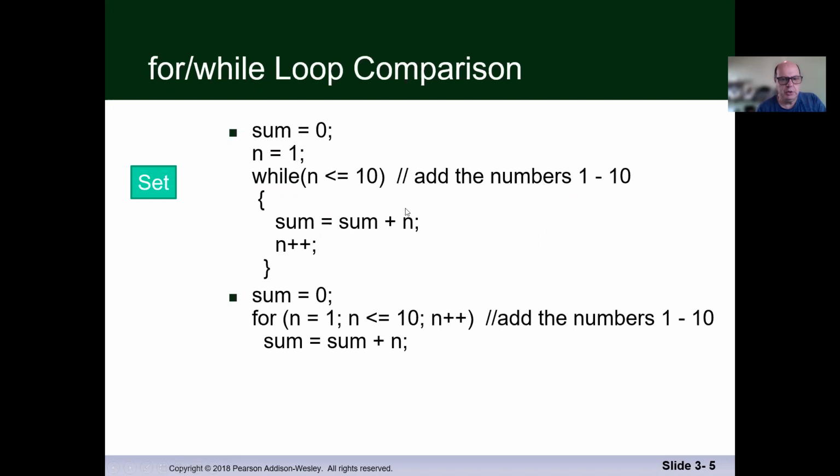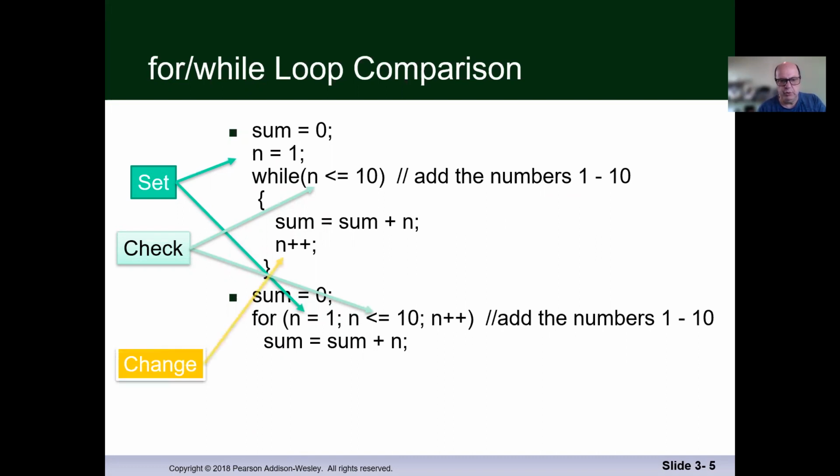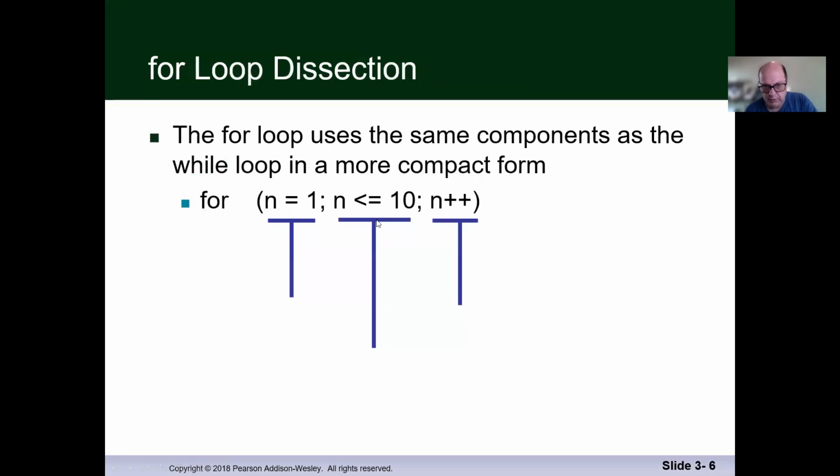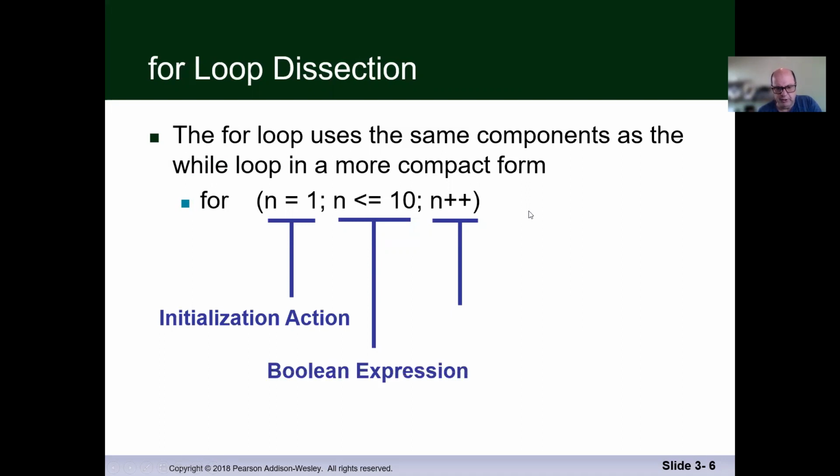So next thing is, remember what we said about set, and they both have the set. Then we can talk about check. For while, you check it over there, and for the for loop, you're going to check it over there. And then change: for the while loop it's at the end of the while loop, and for the for loop it's right there. Okay. So that's what it's talking about. Again, your book is talking about initialization, Boolean expression, and update. I call it set, check, change.